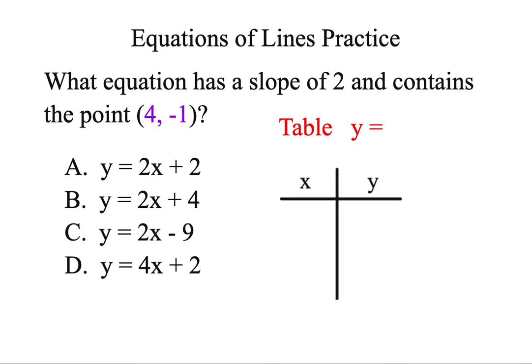So you could do table y equals and look for that point, or you could just plug it in visually without even the use of a calculator. Look for which one of these ends up giving you -1 when you simplify it, basically.